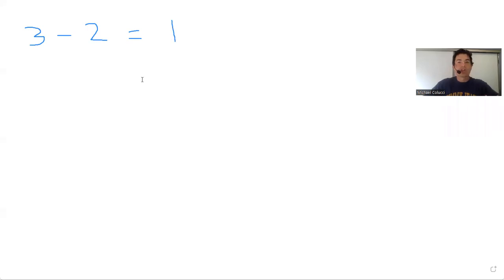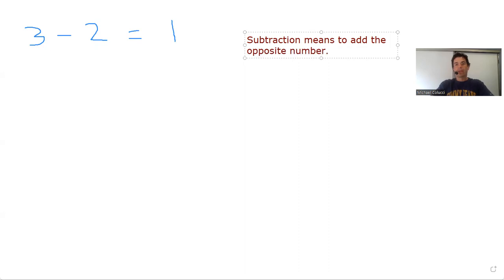We've been doing problems like this for a long time. But we're going to change our definition of subtraction now. Instead of thinking of it as taking away, instead of thinking of it as find the change or find the difference, we're going to say subtraction means to add the opposite number. The number to the right. Okay. All right, so let's break this down.